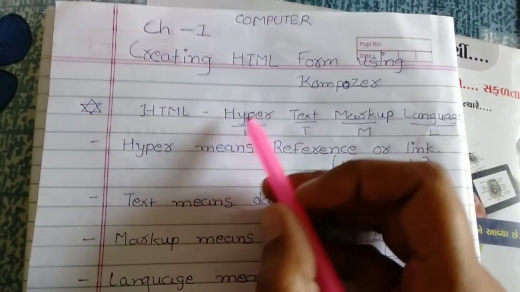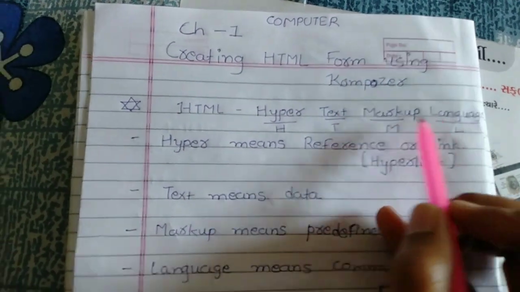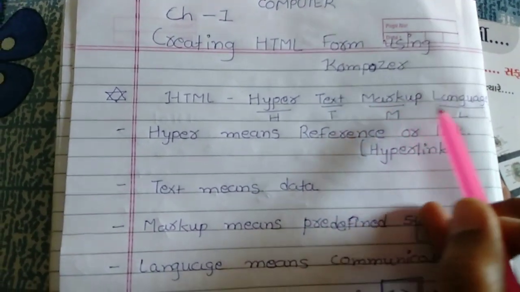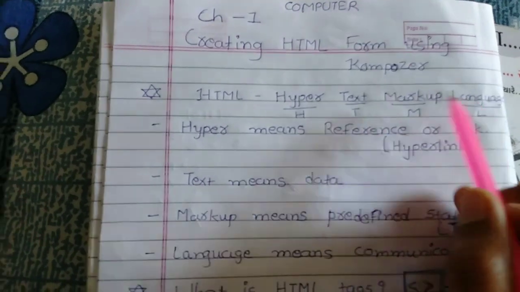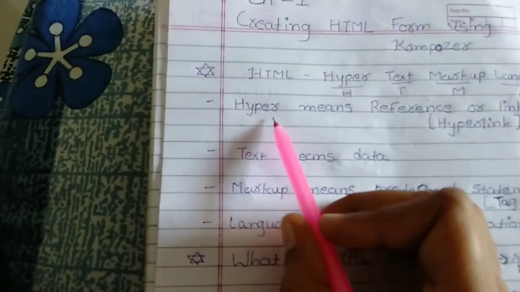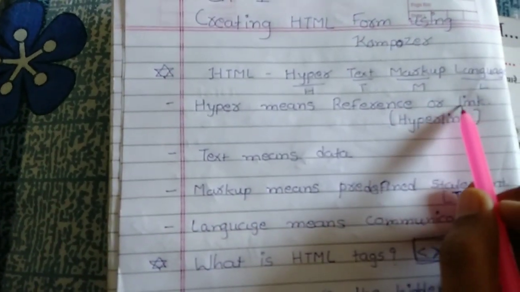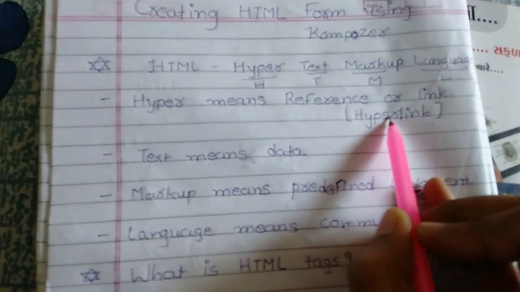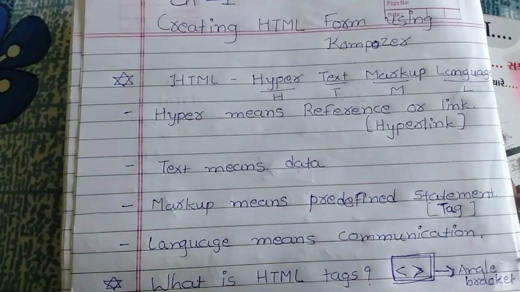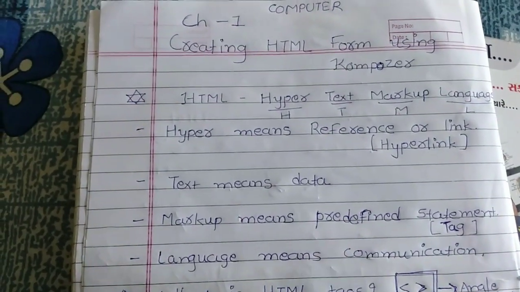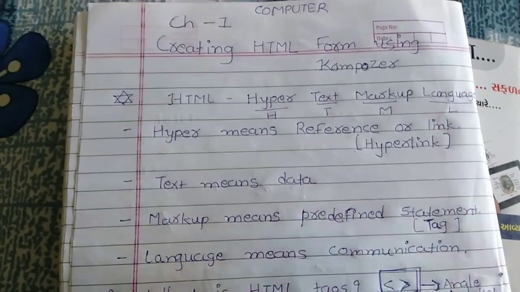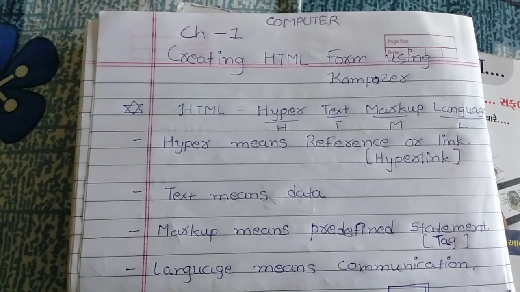HTML stands for Hypertext Markup Language. H stands for hyper, T stands for text, M stands for markup, and L stands for language. Hyper means reference or link, that is hyperlink. Now what do you mean by hyperlink? Hyperlink means if you want to navigate from one page to another page, then you have to use a hyperlink, that is a shortcut.